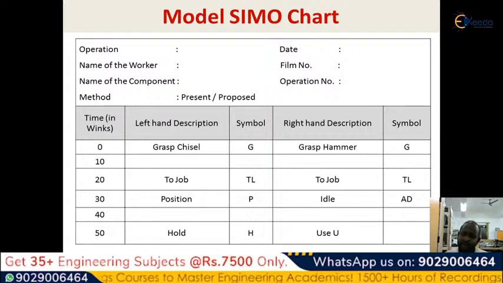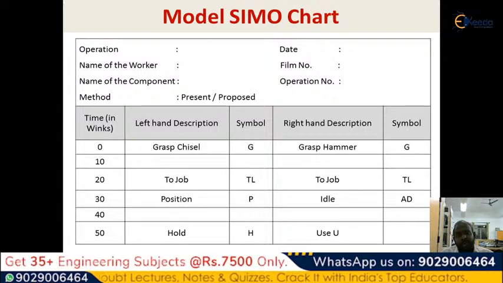So what are the present and proposed methods? Just by randomly selecting a particular person and analyzing his motions, while the work is presently going on, you are going to analyze his performance and the movement of the left and right hands. Obviously it's in the working procedure now, so you can just record it.